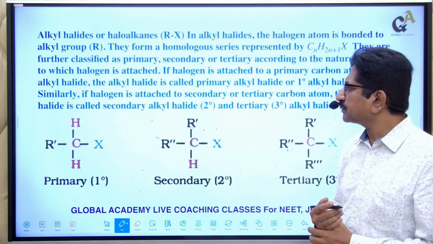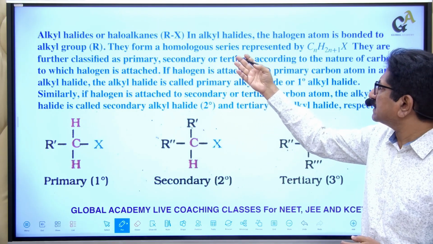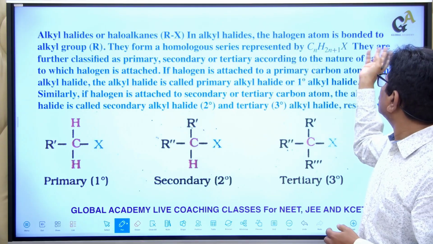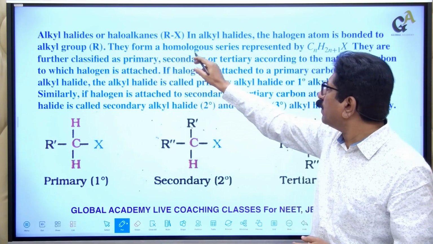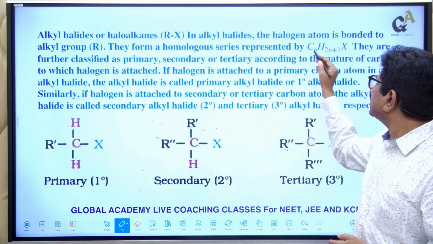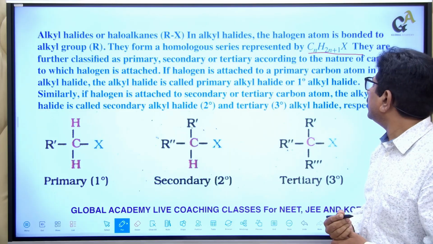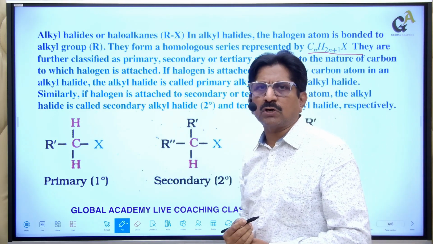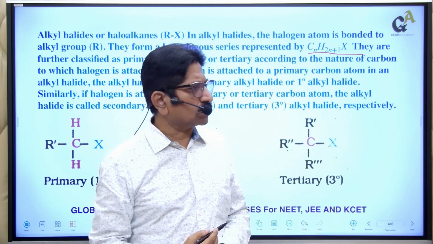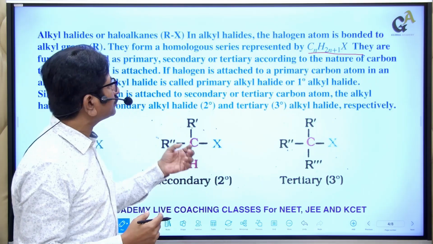The next is alkyl halides, or haloalkanes. In alkyl halides, the halogen atom is bonded to an alkyl group, and they form a homologous series represented by the general formula CnH2n+1X. This is called the homologous series of the alkyl compounds, or haloalkanes.